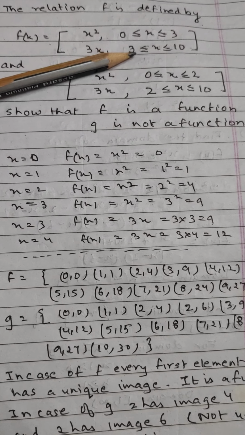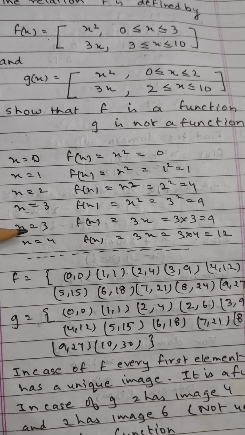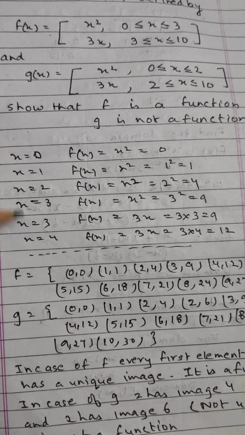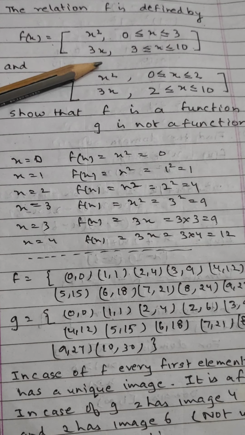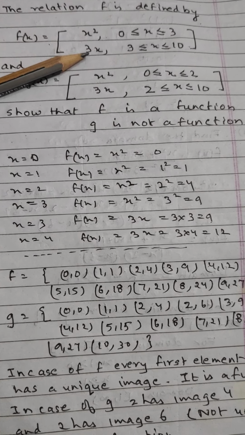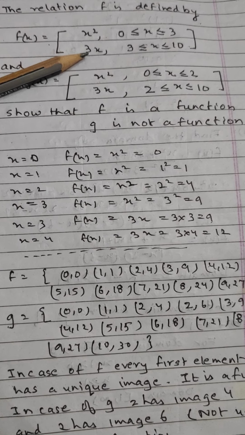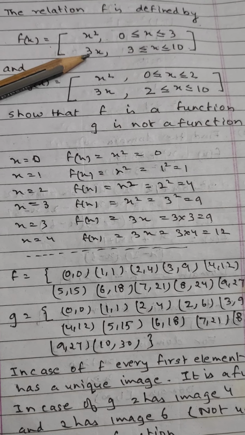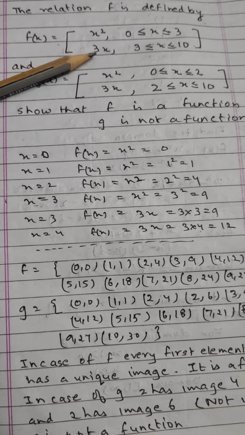Now 3 is also coming on this side, that is 3x. Again for 3 using 3x, 3 3s are 9. These two are the same entries, so we will consider them as one. For 4 it is 3 4s are 12. For 5, 3 5s are 15. For 6, 3 6s are 18. For 7, 3 7s are 21. For 8, 3 8s are 24. For 9, 3 9s are 27. And for 10, 3 10s are 30.